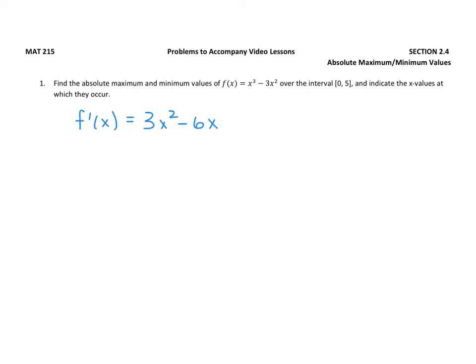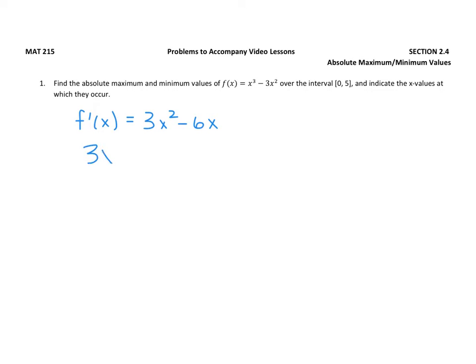To find critical values, we look at where the first derivative is equal to 0 and also where the first derivative does not exist. Since the derivative is a polynomial function, it is defined for all real numbers in our closed interval. So we're just going to focus on where the derivative is equal to 0.